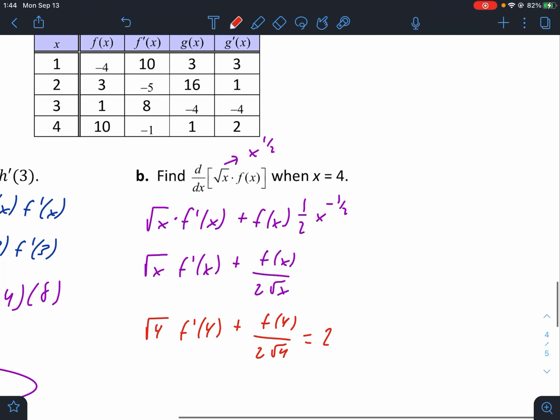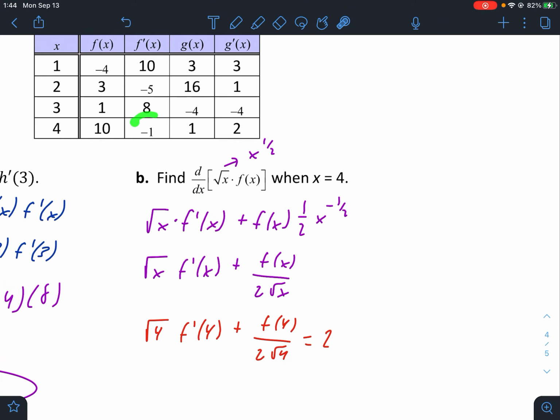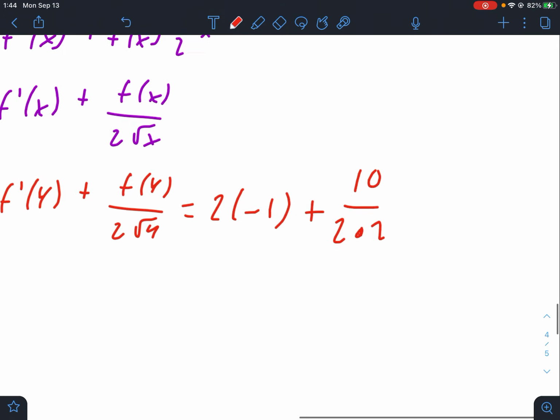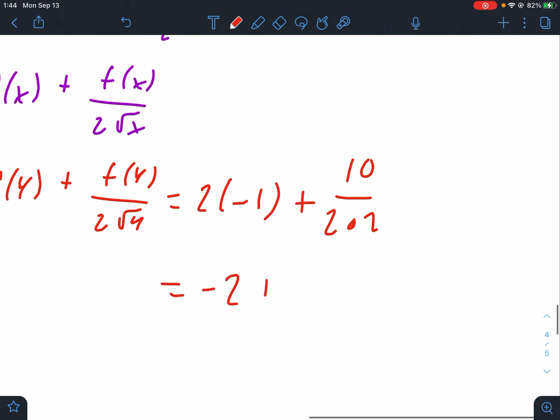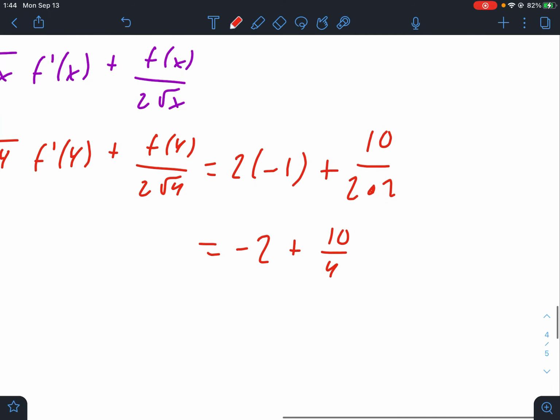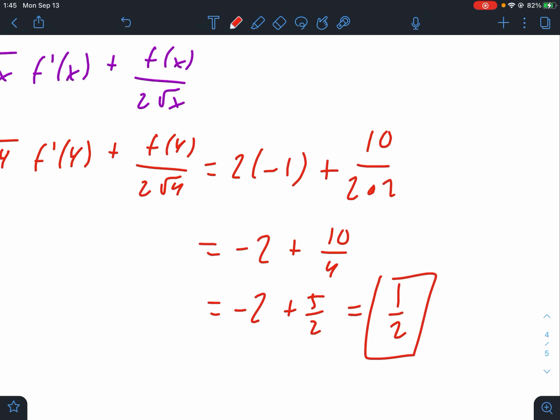So root 4 is 2. F prime of 4 is negative 1. F of 4 is 10 over 2 root 4, which is 2. So 2 times 2 down there in the bottom. And that gives us negative 2 plus 10 over 4, or negative 2 plus 5 halves. And negative 2 would be negative 4 over 2 plus 5 over 2 would be 1/2.